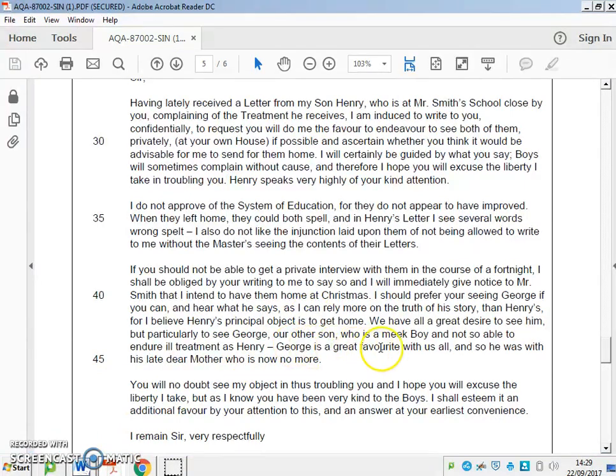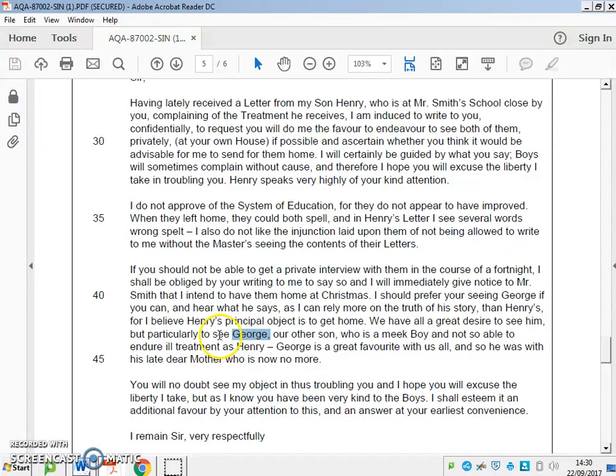It's got stuff like, particularly to see George, our other son, who is a meek boy and not so able to endure ill treatment as Henry. So, your first inference from that is that he feels that both boys are being ill-treated, but that George, from whom he has not heard, because remember, George hasn't even written him a letter, might actually be completely crushed by this ill treatment. Yeah?